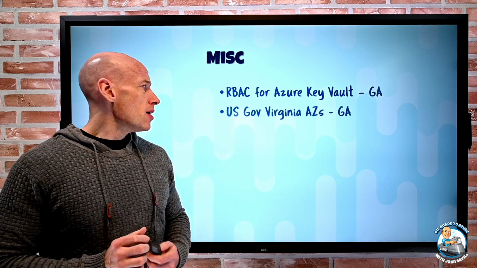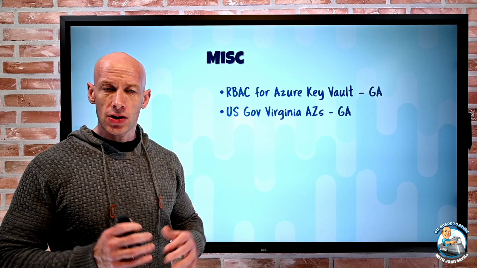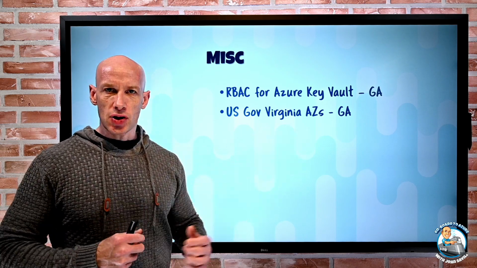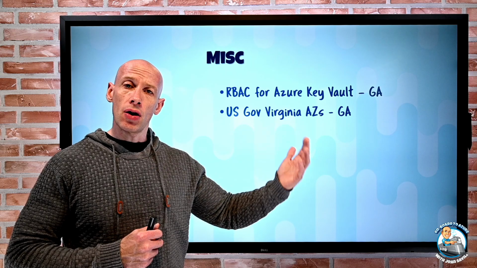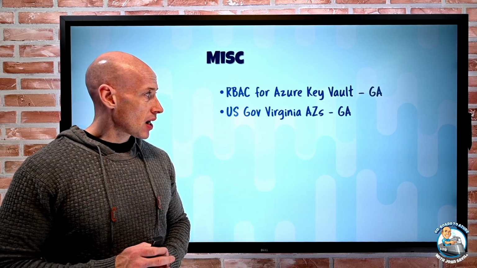And then finally, US Gov Virginia now has availability zones in GA. So those distinct 3 AZs per subscription with independent power, cooling, communications, is now GA. And that's it.